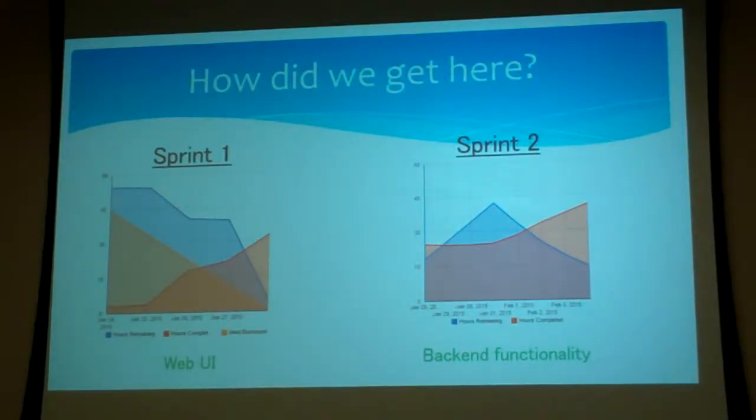And how did we get here? These are our burn-down charts for Sprint 1 and Sprint 2. Sprint 1, which finished on January 28th, was just our web UI. And then Sprint 2, which we're actually finishing officially tomorrow, is our back-end functionality.